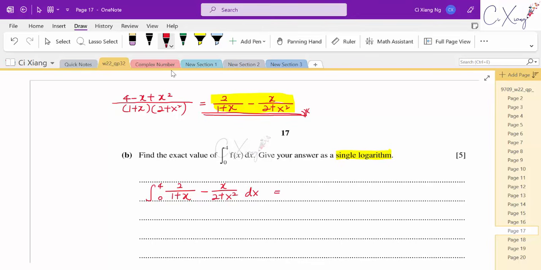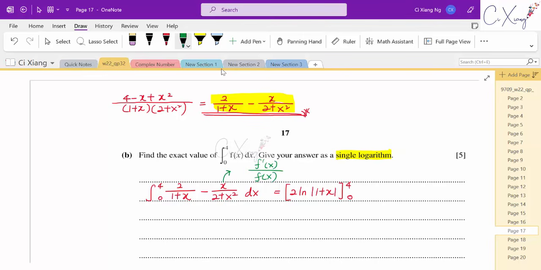So for the first term, it's very easy for me to integrate. I'm having 2 ln(1 plus x). And of course, I have to substitute the limit, which is 4 and 0. And for the second term here, we actually need to rephrase our expression a little bit, so that I change it to become the f prime x over f x pattern.